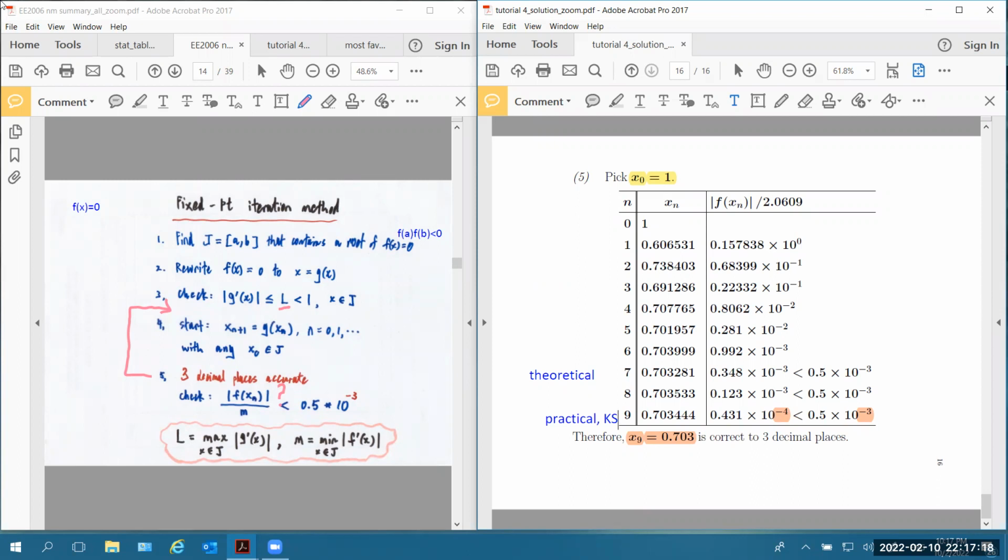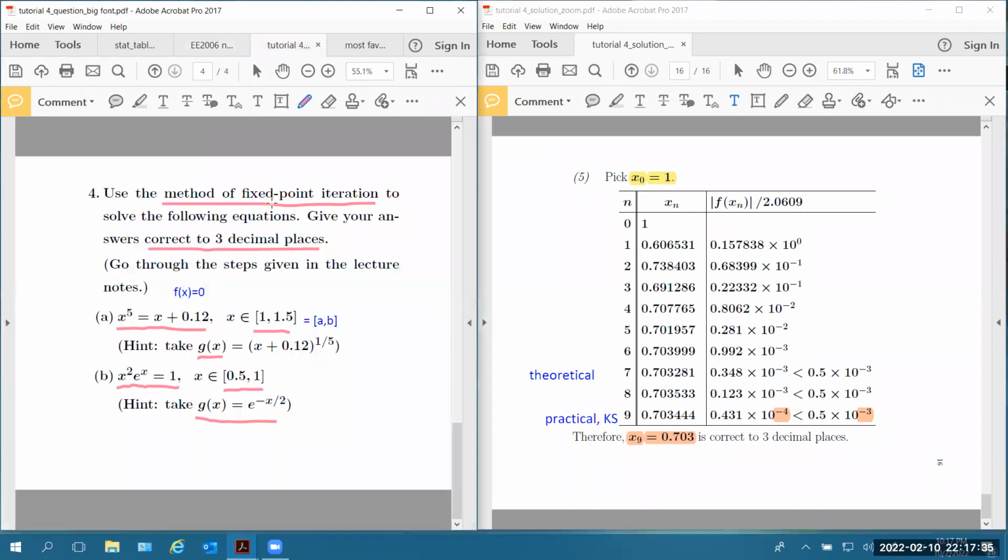Okay, any more questions? Professor, I know that there's another method, the Newton-Raphson method. So how do we know which one to use? For this question, they specify us to use this method. No, I mean, let's say it's not specified. How do you know which to use? Actually, I would always use the Newton-Raphson method, because that one is simpler to use.